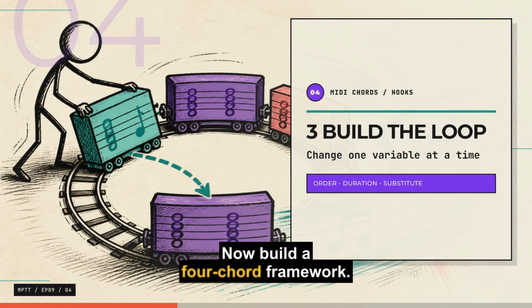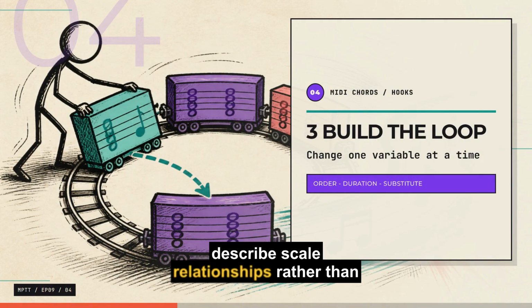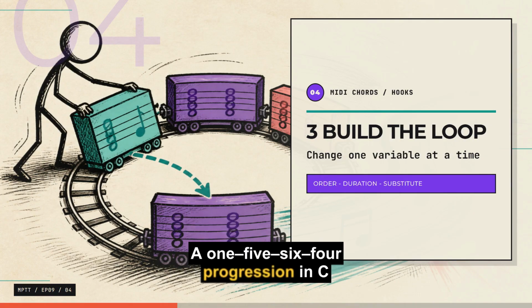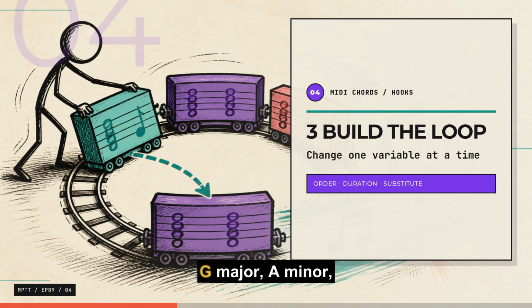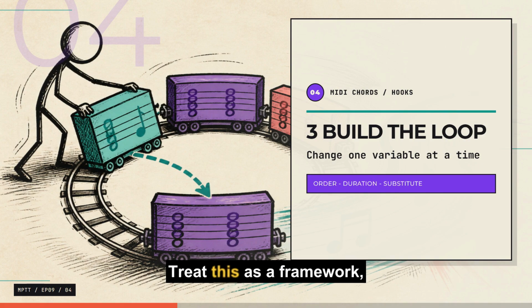Now build a 4-chord framework. Roman numerals help because they describe scale relationships rather than fixed note names. A 1-5-6-4 progression in C major is C major, G major, A minor, and F major. Move the same pattern to another major key, and the relationship stays intact. Treat this as a framework, not a magic formula.